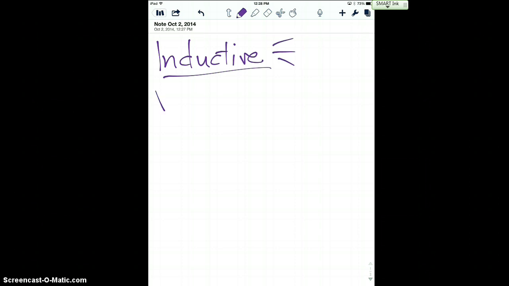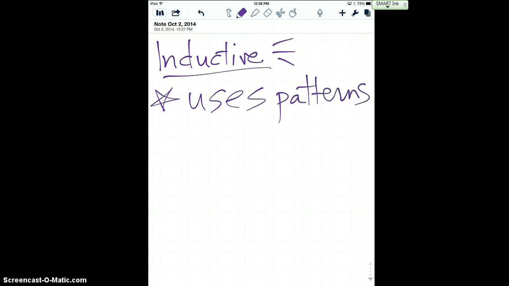So inductive reasoning, what I want you to know is that it uses patterns to draw conclusions. That's a lot of the practice you'll be doing. You'll be looking at patterns and trying to come up with a conclusion. So you're writing that in.